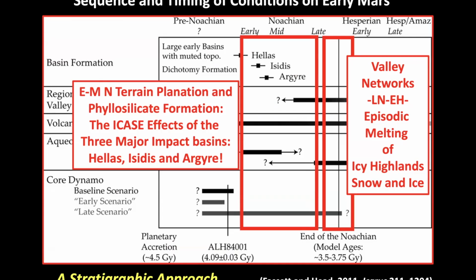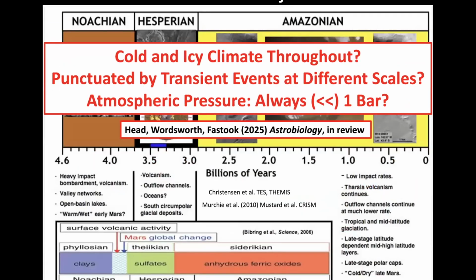And we would conclude from this that Mars might have been, in fact, cold and icy throughout, punctuated by transient events at different scales, and the atmospheric pressure may have been always less than a bar, maybe even much less than a bar. So this paper, Astrobiology in Review, I'll send that around when we get the reviews back, etc. If you're reviewing it now, please be nice, and we'll press on.